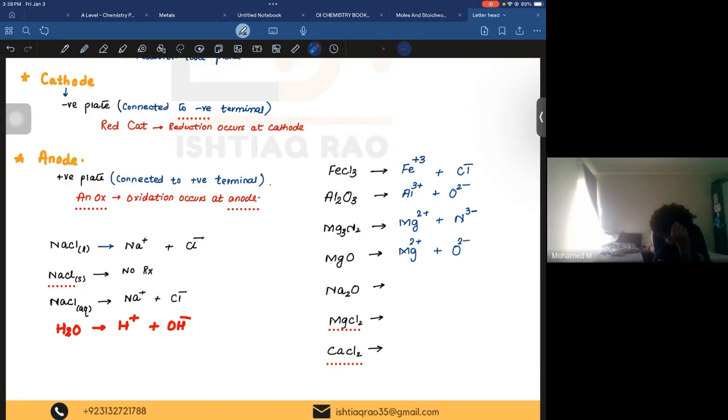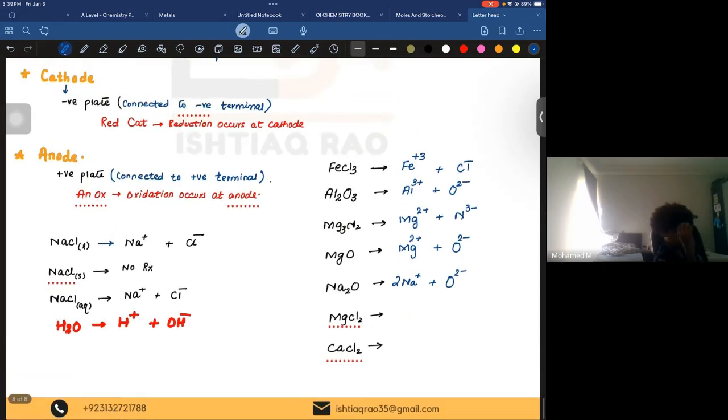Okay. So sodium would be plus, and then oxygen 2 minus. It's 2 Na plus. But then oxygen is 2 minus, right? Yeah. Wait, sir, why is it 2Na plus? Because it's Na2O. In the compound you have two sodium atoms and one oxygen atom. Okay, that's why.